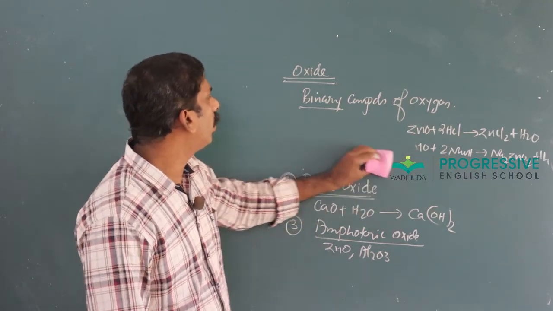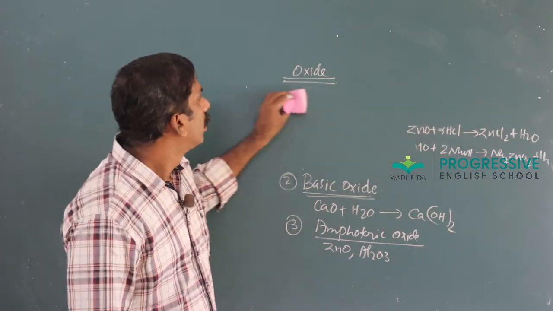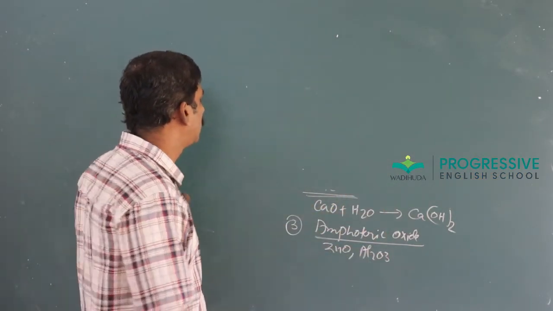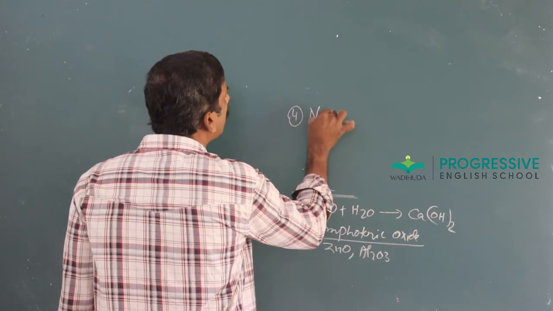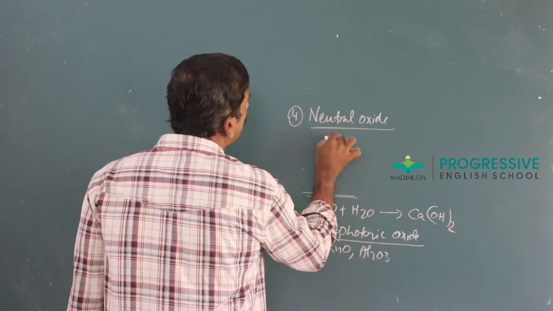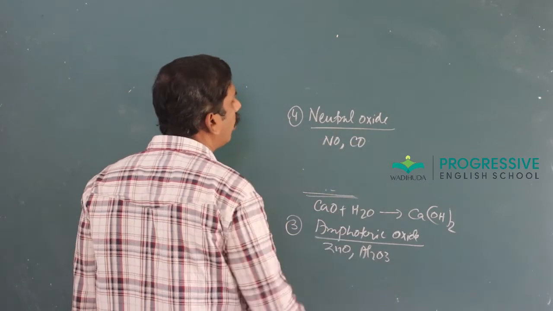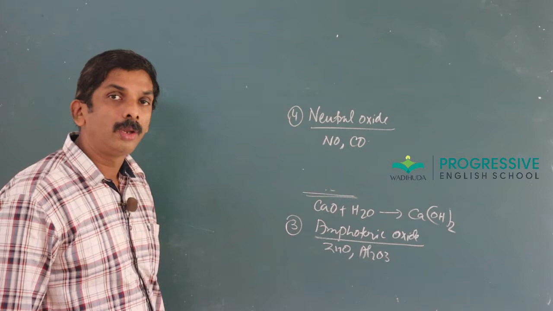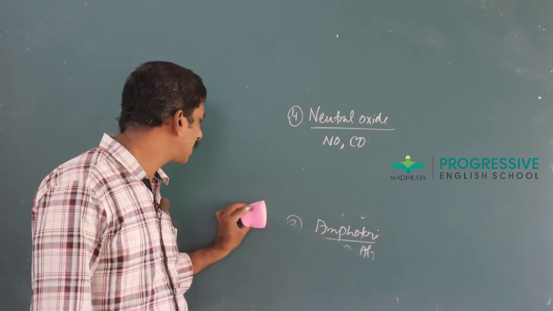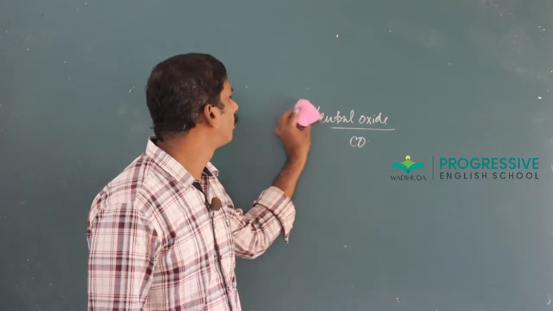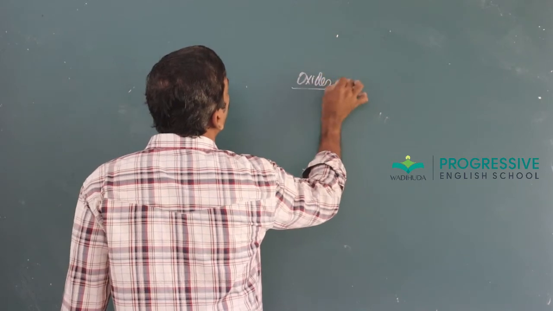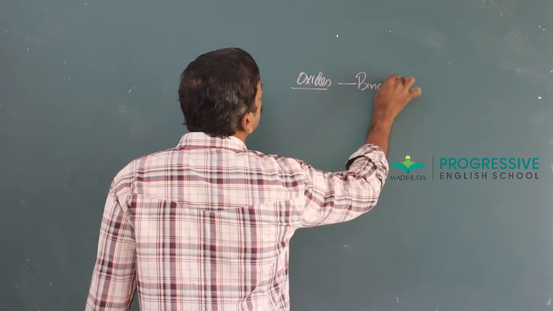And there is one more category, oxides which can neither react with acid nor base. They belong to the class of neutral oxides. Examples of neutral oxides are NO, CO, etc.